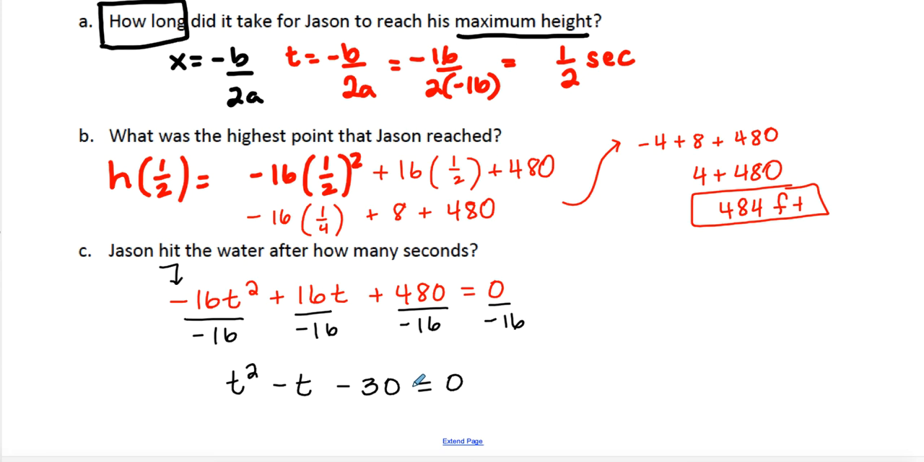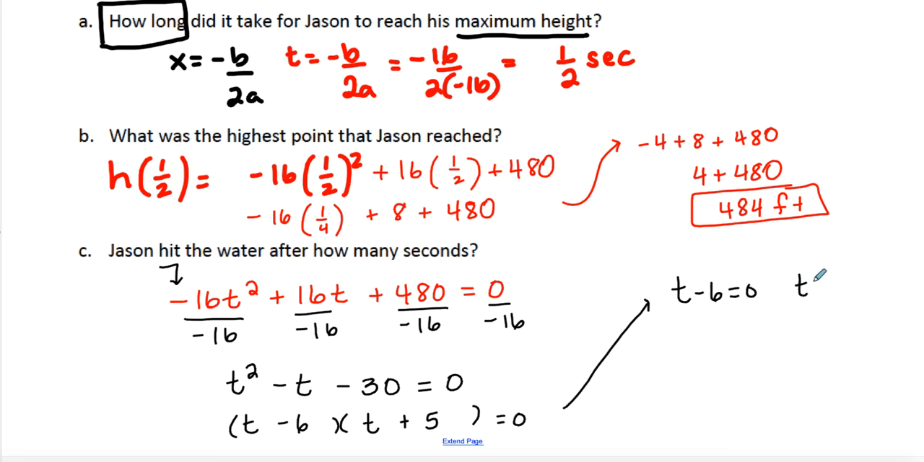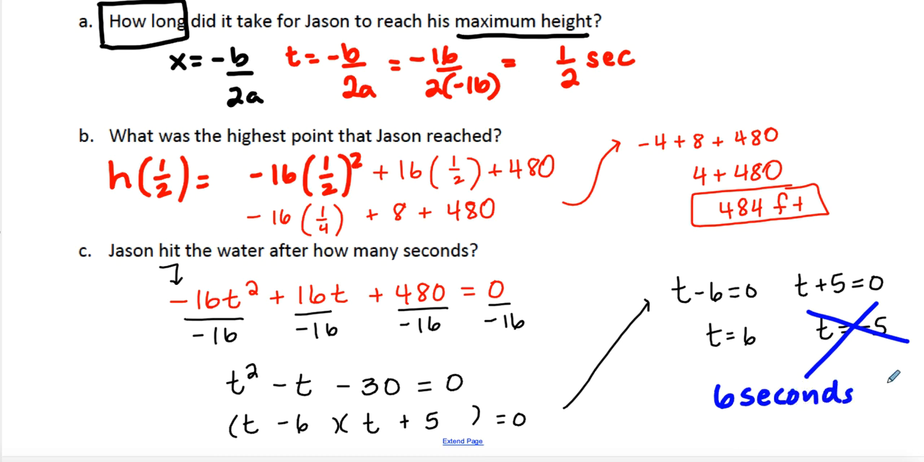And if we can't factor, we're going to jump to either the square root method, completing the square, or the quadratic formula to find those x-intercepts. But here I'm going to factor. So I can factor this into t minus 6 and t plus 5 equals 0. I can move to the zero product property and set each factor equal to 0. And so t equals 6 and t equals negative 5. Well, time can't be negative, so this answer gets thrown out. So after 6 seconds, Jason's going to hit the water.